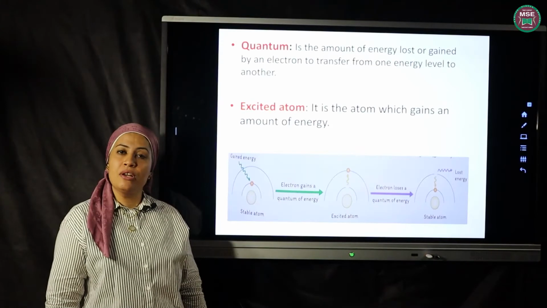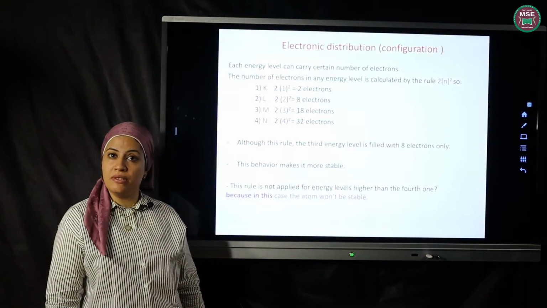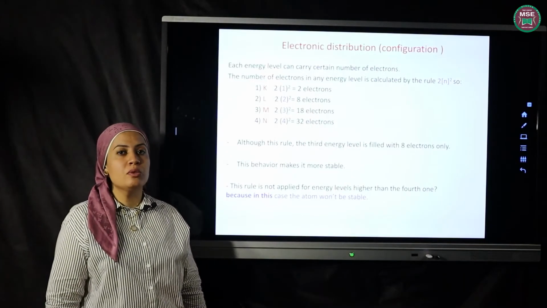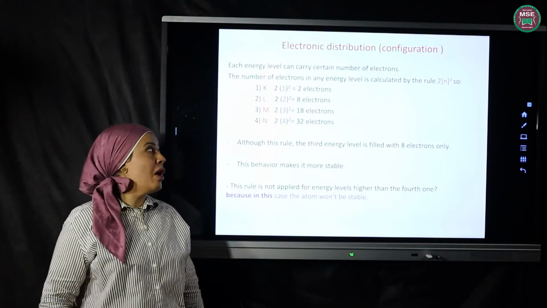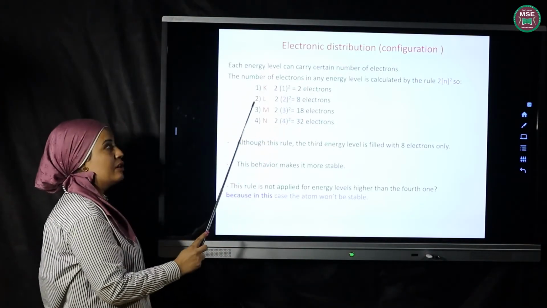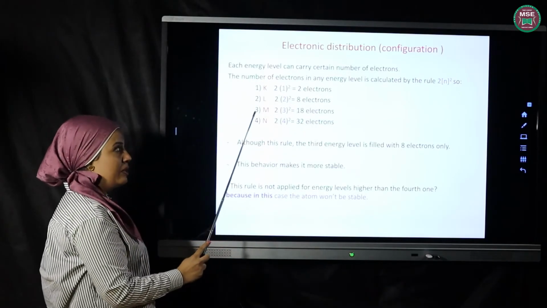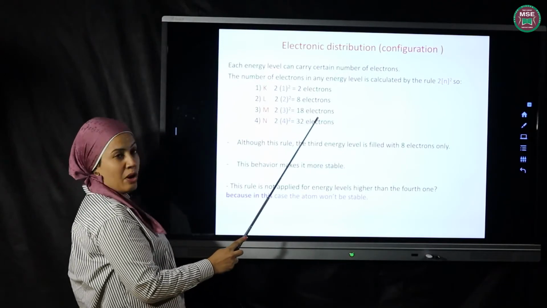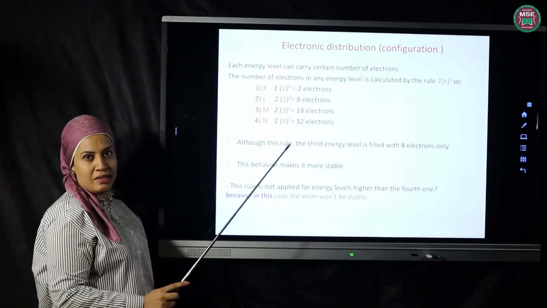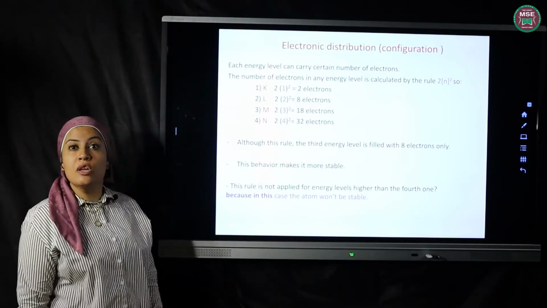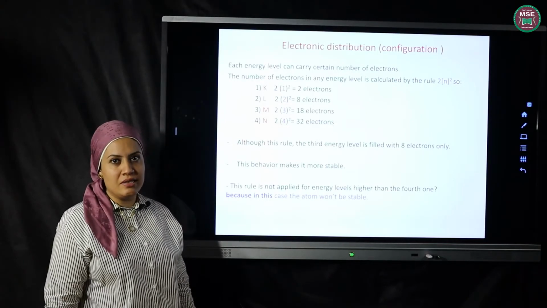Now we will talk about the electronic configuration or distribution. Each energy level can carry a certain amount of electrons, which is calculated by the rule 2n², which means that the first energy level can be saturated by 2 electrons, the second energy level, which is L, by 8 electrons, the third energy level M by 18 electrons, and the fourth energy level N by 32 electrons. This rule is not applied for energy levels more than 4 because the atom will not be stable.